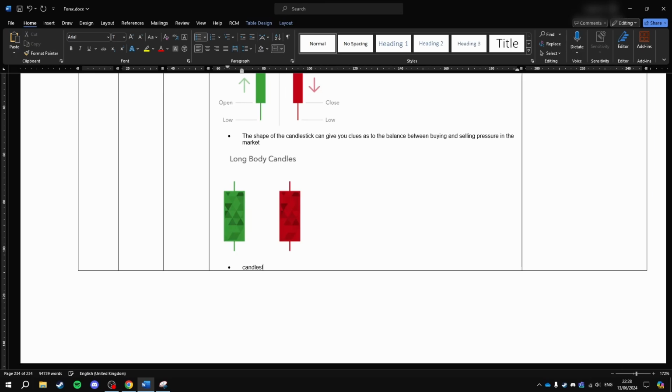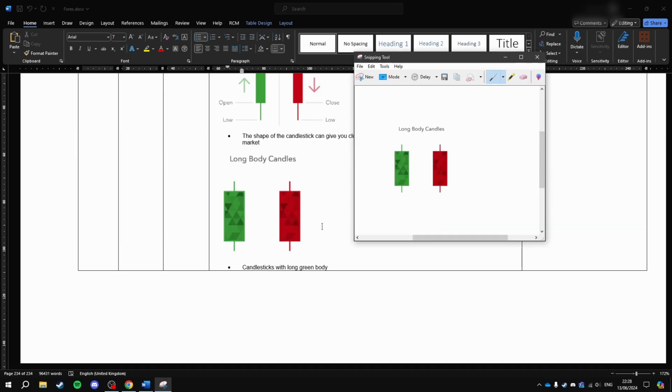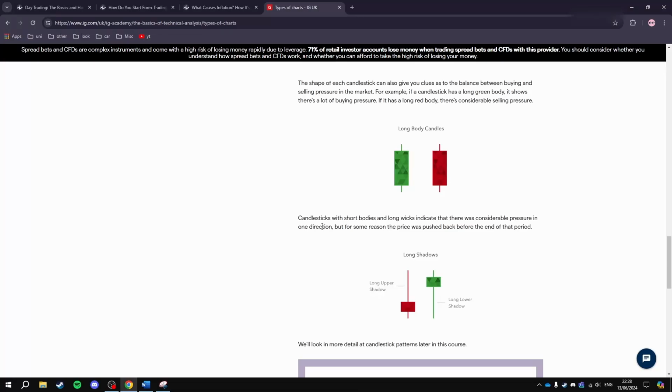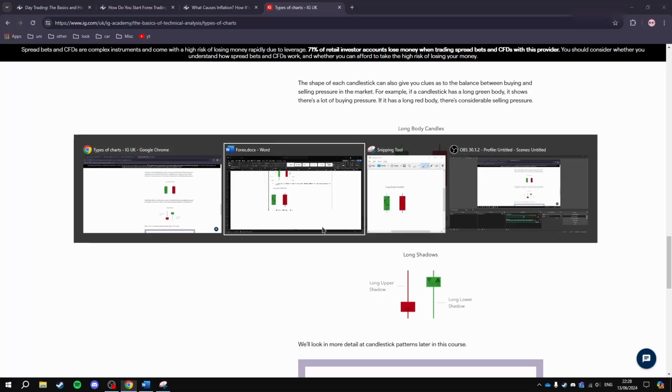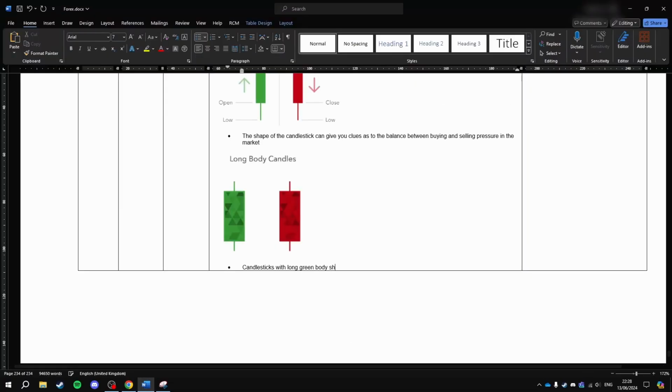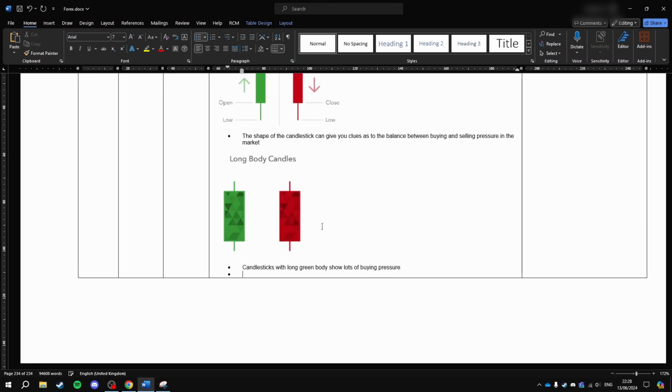Candlesticks with a long green body show significant buying pressure, right? A lot of buying pressure. Candlesticks with a long red body show lots of selling pressure.